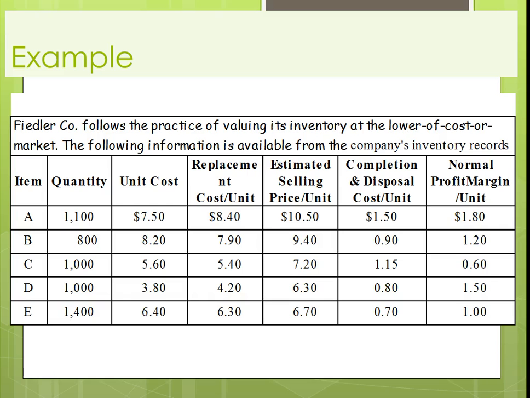Here is our example. We have items, we have quantities, we have what we paid for them, then we have what it would cost to replace them. We have the estimated selling price, we have the cost of disposal per unit, and then we have the normal profit margin per unit. So the first thing we need to do is look at what our floor and our ceiling are. We have to calculate that.